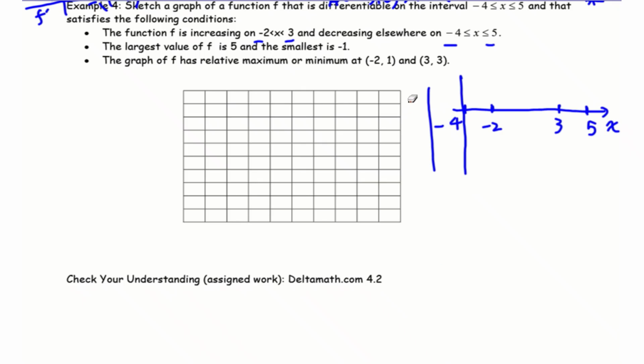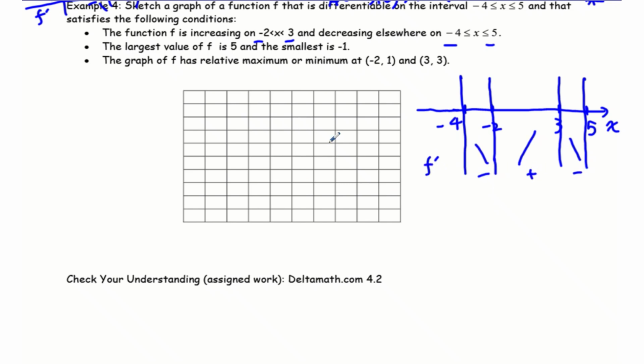So I will draw this chart. So 1, 2, 3, 3 intervals, and here is increasing, elsewhere is decreasing, which is negative. So f prime is negative, positive, negative. This is for the first sentence.